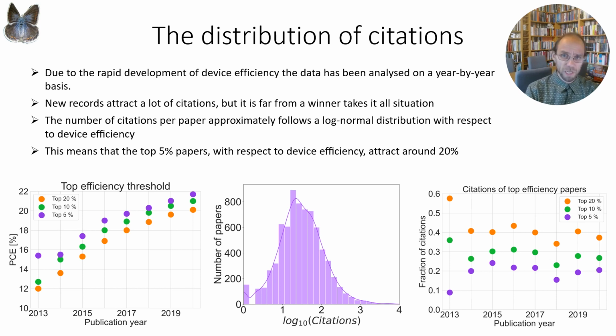And the number of citations per paper is instead approximately following a log-normal distribution with respect to the device efficiency, where the top papers, or the papers with the top 5 highest device efficiencies, are attracting around 20% of all citations.